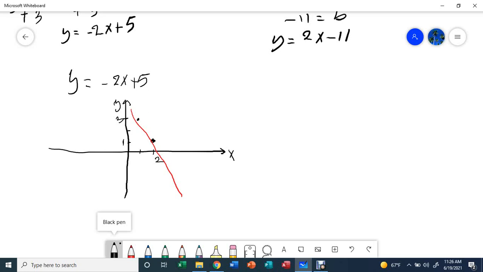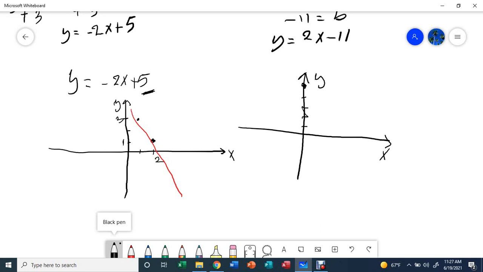So move in here, have more space. This is my x-axis, this is my y-axis. So 5 here is your y-intercept, so (0, 5). So (0, 5), I'm gonna go here and do 1, 2, 3, 4, 5. So this is 5.